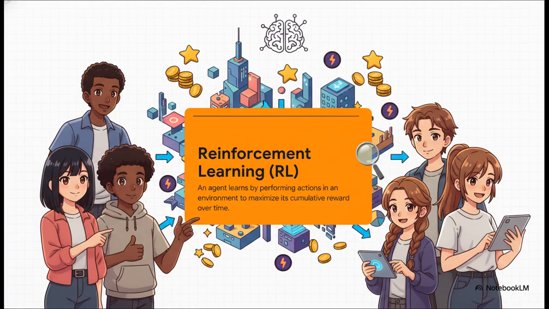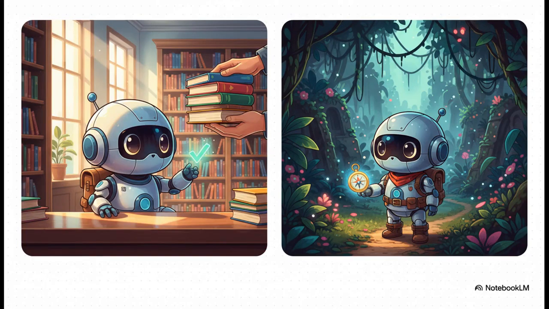So here's the textbook definition, but let's break it down. You've got an agent. That's our learner, our AI. It lives in an environment, which is just the world it operates in. The agent takes actions, and for each action, the environment gives it some feedback in the form of a reward or a penalty. And its one and only goal? Figure out a strategy to get the biggest possible pile of rewards over time. That's it.